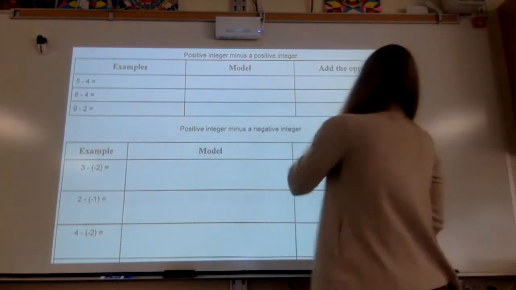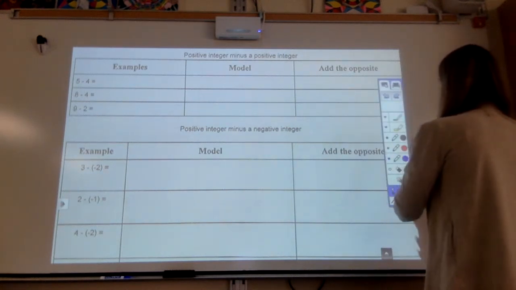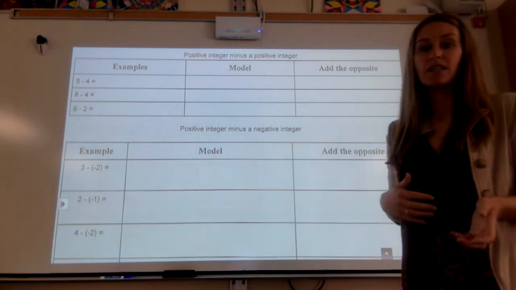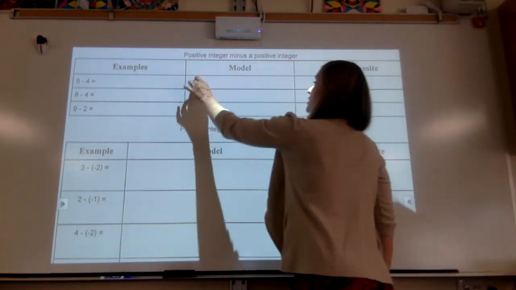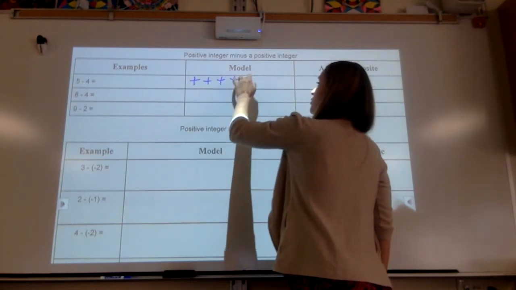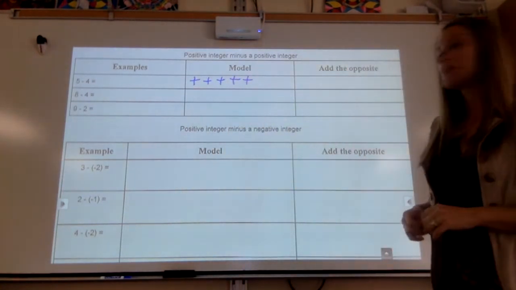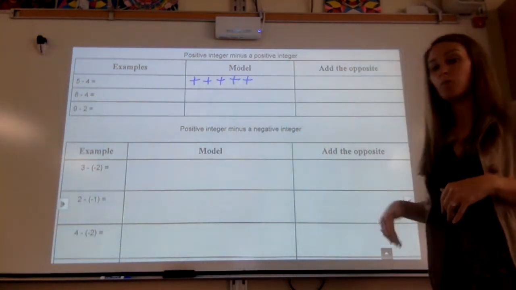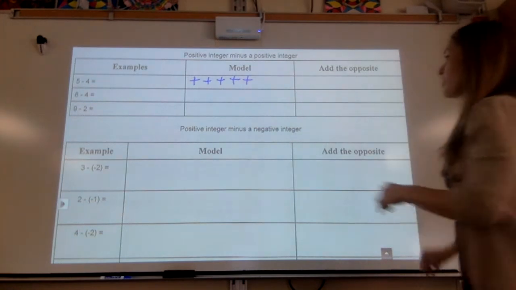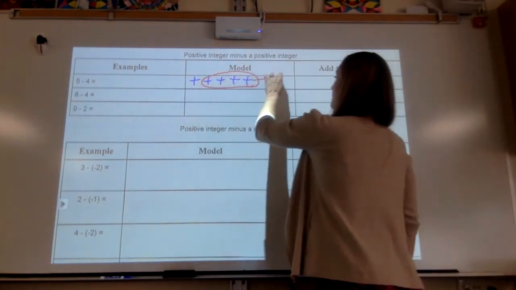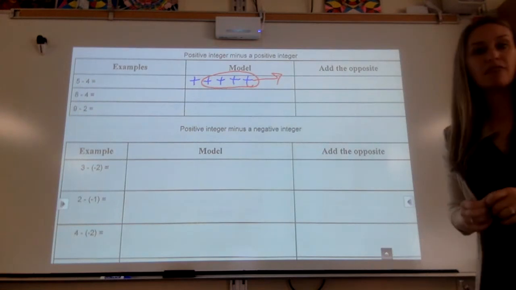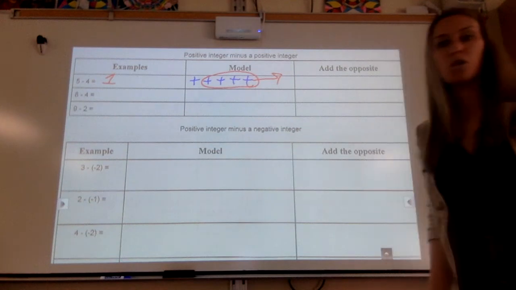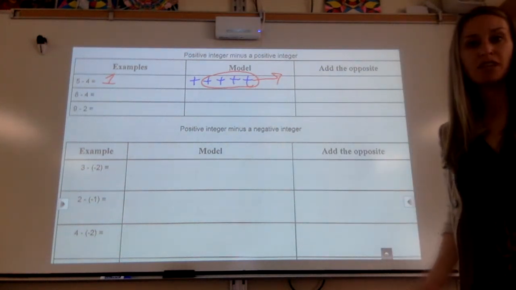So if I model 5 take away 4, I'm going to start with 5 positive tiles. If you were in class today, we did red and yellow. It's the same kind of idea. Yellow is our positive. I'm just going to draw a little positive sign to show 5 positives. Now the question's saying 5 take away 4. So can we take away 4 from what's there? Well, sure we can, right? So I'm going to circle those 4 and show that I'm taking them away, and what's left? 1. So probably you knew 30 seconds ago 5 minus 4 is 1. Again, I'm keeping the numbers small just for the sake of drawing them as well.